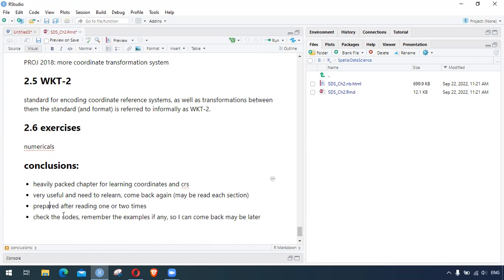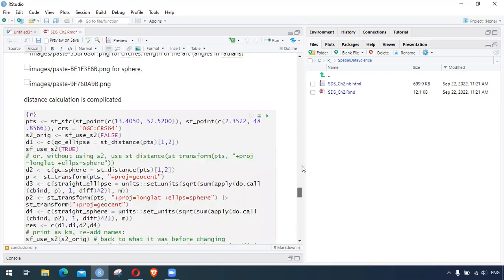So this is it. I tried to quickly go through the chapter, but this is a very big chapter.